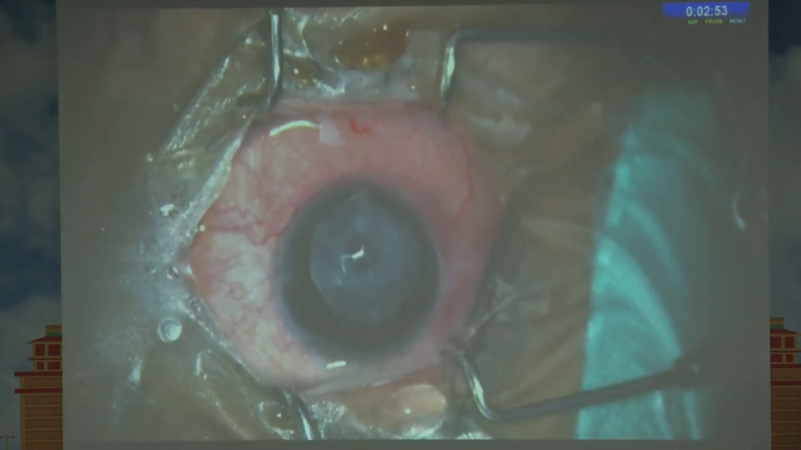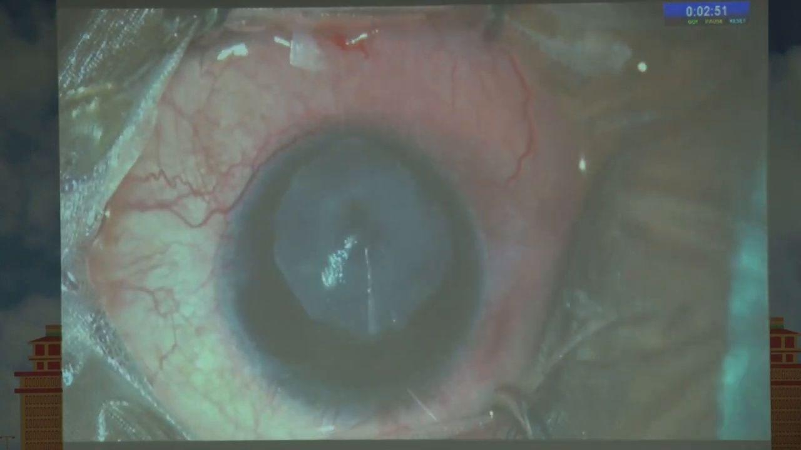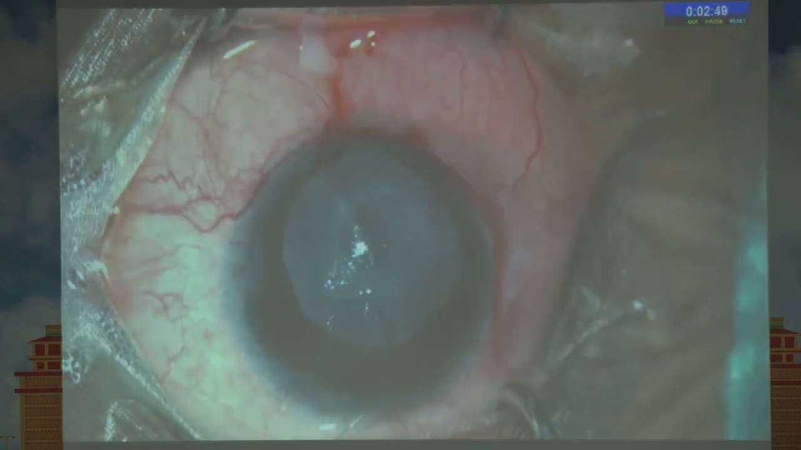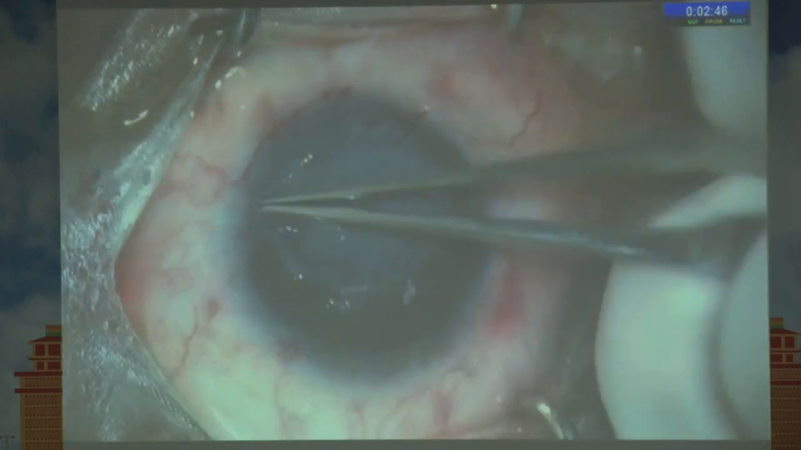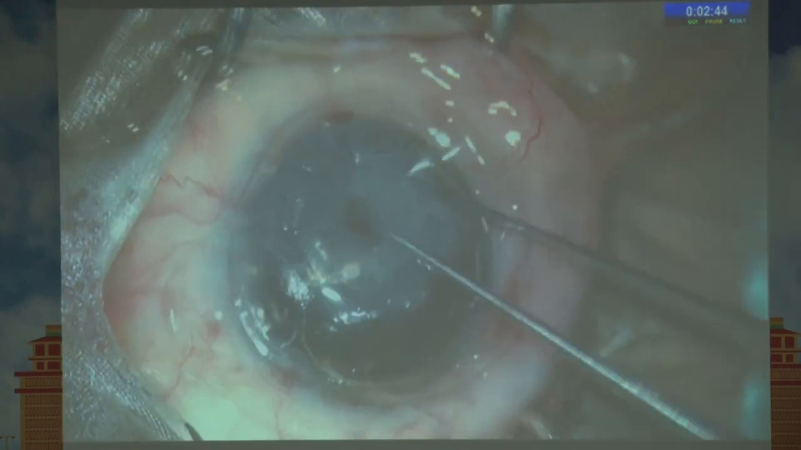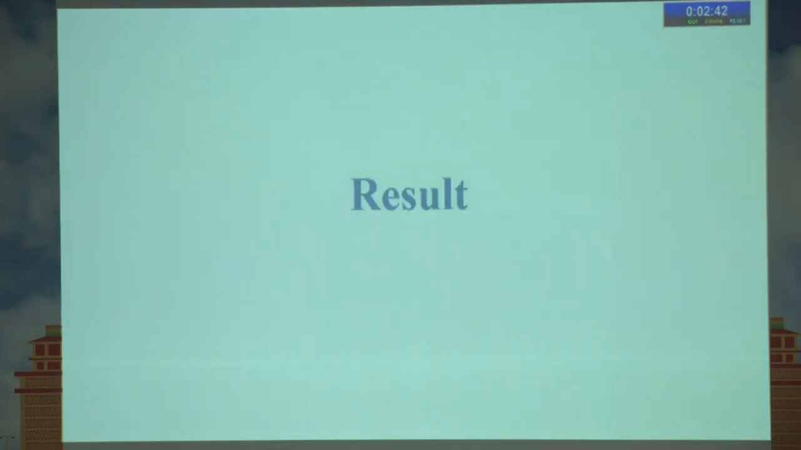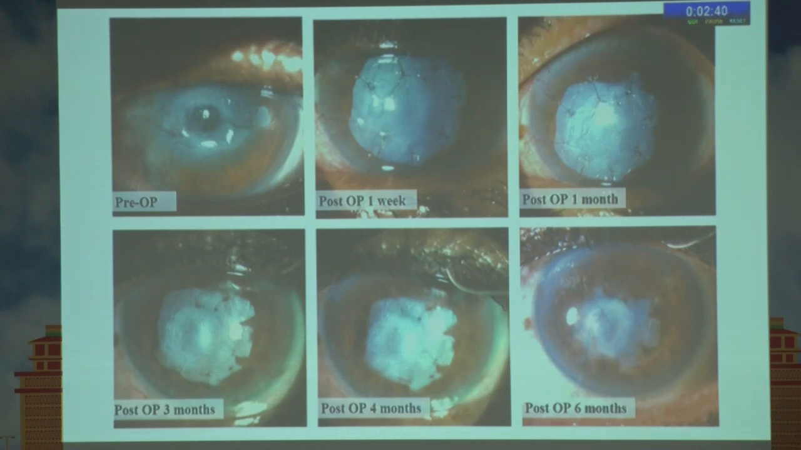Then it is soaked with balanced salt solution and sutured with 10-0 monofilament nylon. Then the anterior chamber is filled with air, and a bandage contact lens is placed over it. As a result, you can see in this case a descemetocele with vascularization was present, and then the umbilical cord patch grafting is done.